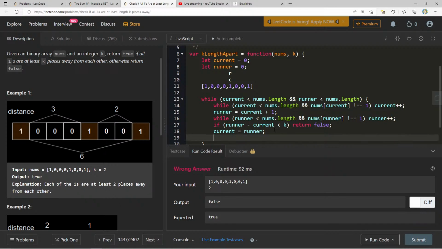And should we also set runner equals to current plus 1 again here? Do we just start at the next one? While current is less than nums.length. Oh no, that's fine, because we'll set current to runner, and then we'll say while current is, so this won't even go up, runner equals current plus 1, and we'll keep going all the way.